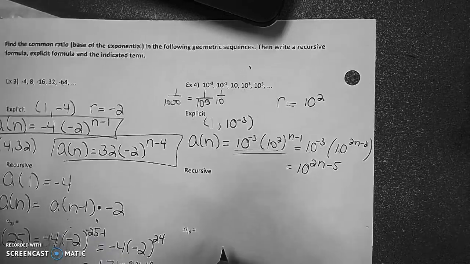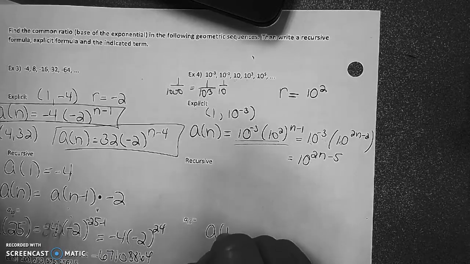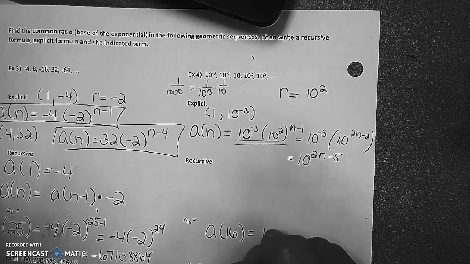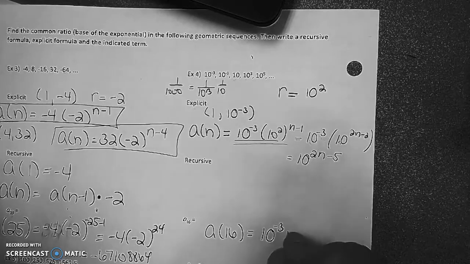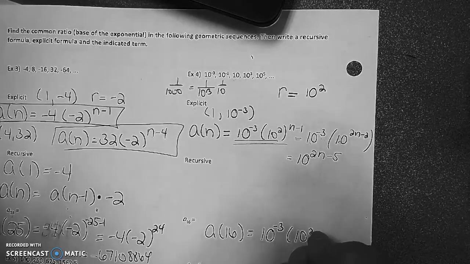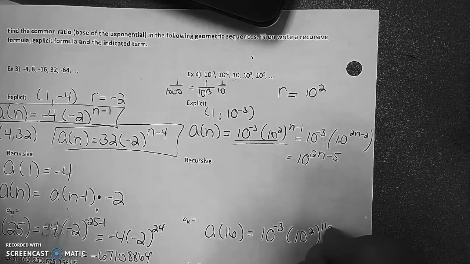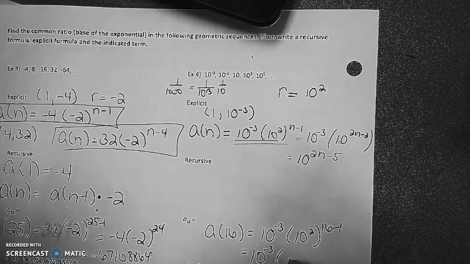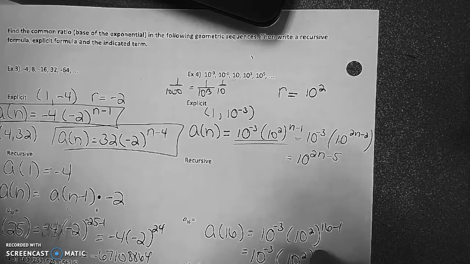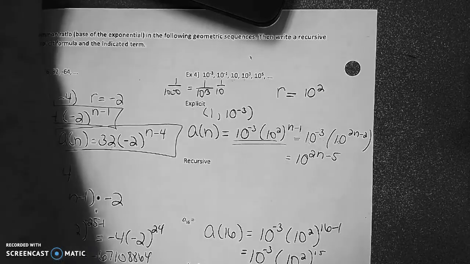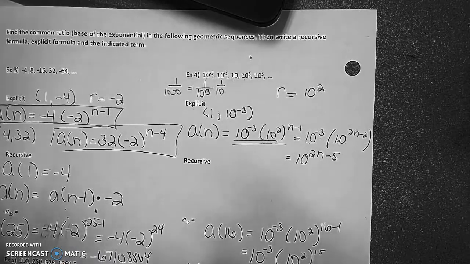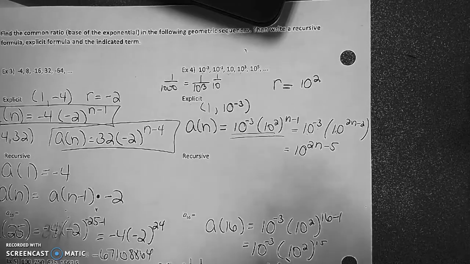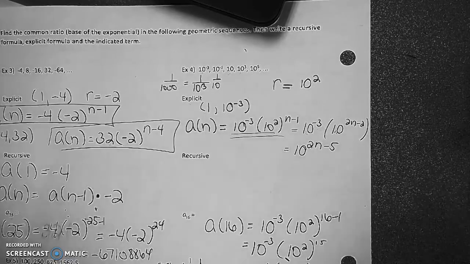So let's actually find a to the 16. A to the 16 will equal negative 10 to the negative 3 times your common ratio, 16 minus 1. So I get 10 to the negative 3, 10 squared to the 15th. A power raised to a power, I get 10 to the negative 3 times 10 to the 30th.